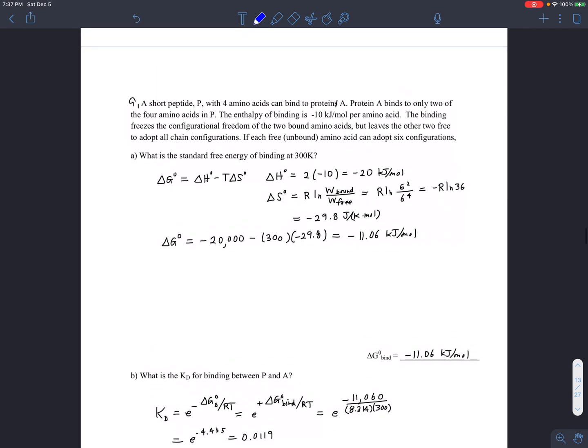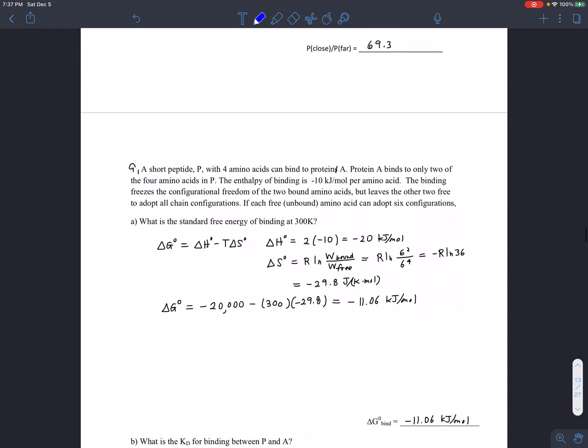Number 9 is a little bit more complicated. It's a situation where you've got a protein called A, and it's got a binding site on it, and then you've got a peptide with 4 amino acids. So 1, 2, 3, 4. And 2 of those amino acids can bind to the 2 amino acid binding sites on A. And when they do, there's an enthalpy of binding, which is 10 kilojoules per mole per amino acid. So that's, of course, minus 10, minus 20 kilojoules per mole of sticking enthalpy when these 2 guys bind.